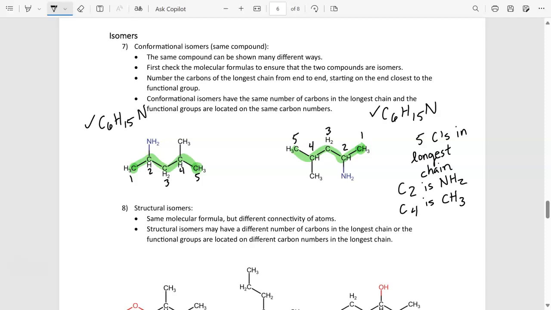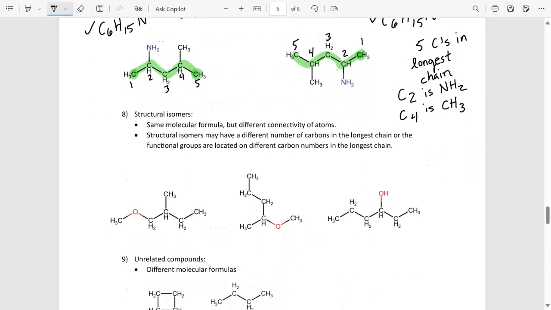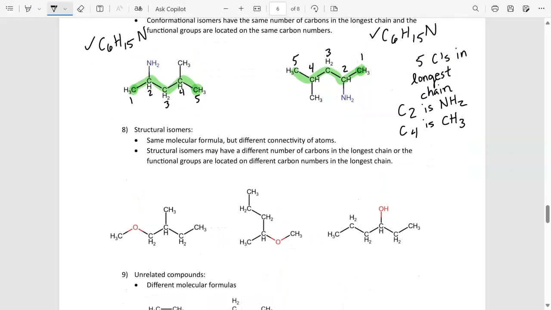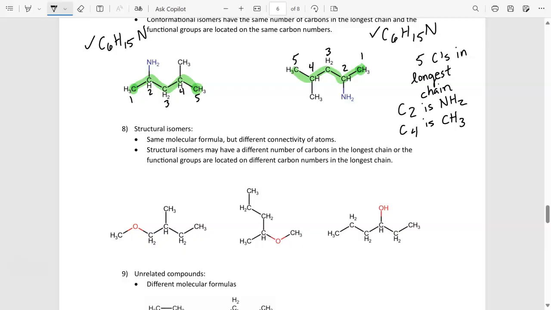Now, the other type of isomer we're going to look at are structural isomers. This is where they still have the same molecular formula, but they have a different connectivity of atoms. This means that either the carbon chain will be shorter or longer, depending on the isomer, or you may have the functional groups located on different carbon numbers. So again, our first step is to count up the number of carbons and hydrogens in each one of these structures.